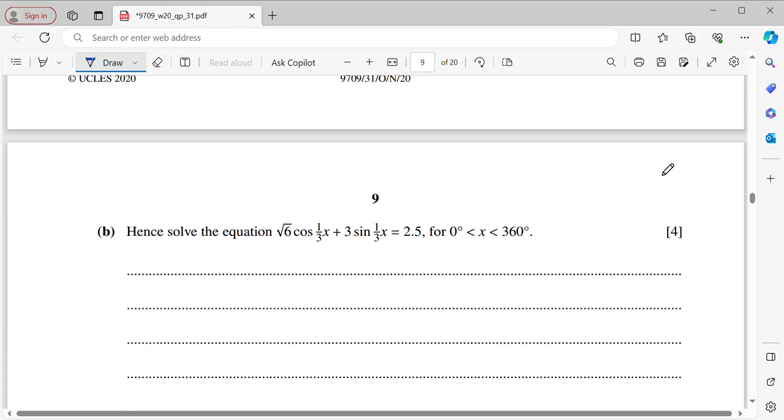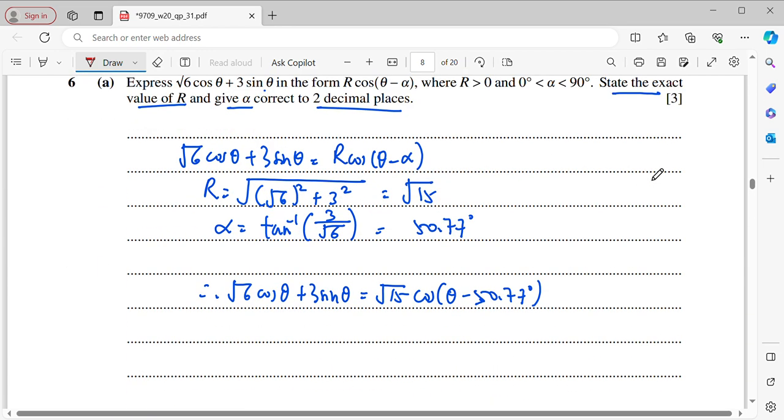Okay, now 6B, hence means use the previous answer. Solve the equation square root 6 cos(1/3 x) plus 3 sin(1/3 x) is 2.5, whereby x is from 0 to 360 degrees. Okay, now let's compare with previous. Square root 6 cos(1/3 x). Just now, we found square root 6 cos theta, which means your theta now becomes 1/3 x.